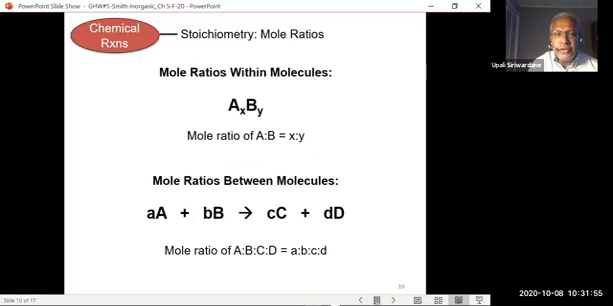Now this molar ratio is in the balanced equation and also in the formula. The molar ratio in a molecule formed between A and B is A subscript X, B subscript Y. The molar ratio is the ratio of X and Y. Molar ratios between molecules in a chemical equation are represented by the stoichiometric coefficients in the balanced equation: A, B, C, D.